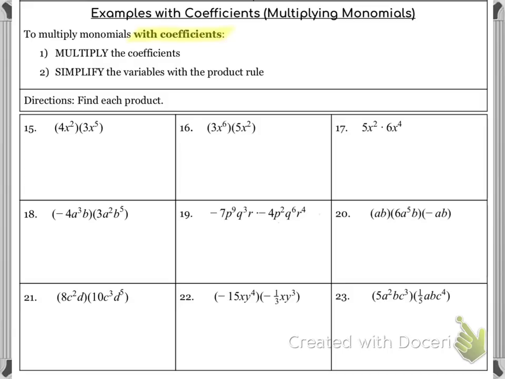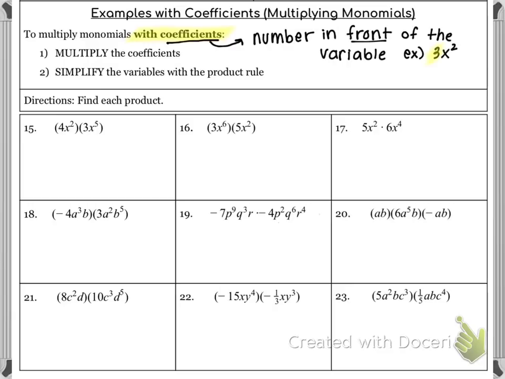So let's look here. To multiply monomials with coefficients, what is a coefficient? Remember, a coefficient is just the number in front of the variable. So for example, 3x squared, that 3 right there, that's called a coefficient. So to multiply monomials, remember each of these are monomials. Mono means 1. So to multiply monomials with coefficients, with numbers in front of them, you're going to first multiply the coefficients, multiply the numbers, and then you're going to simplify.